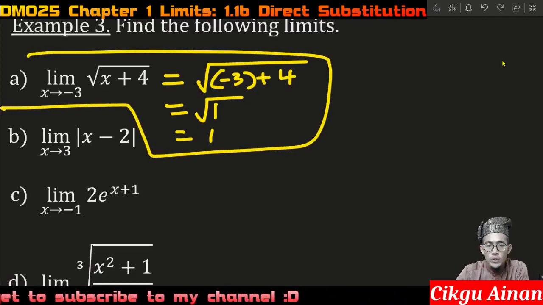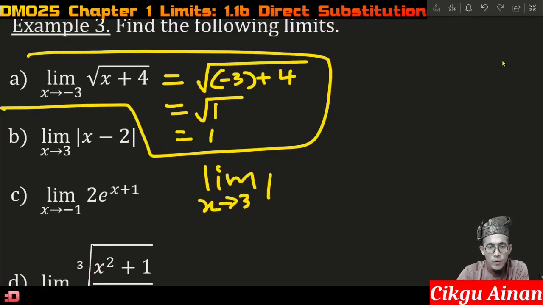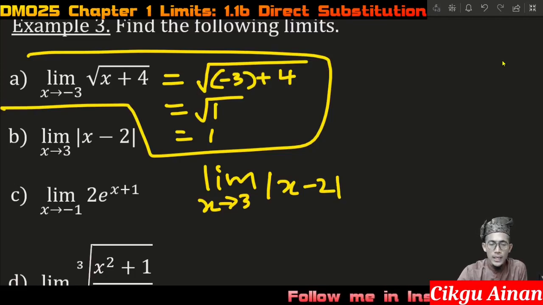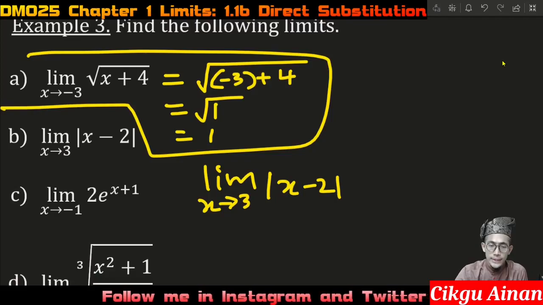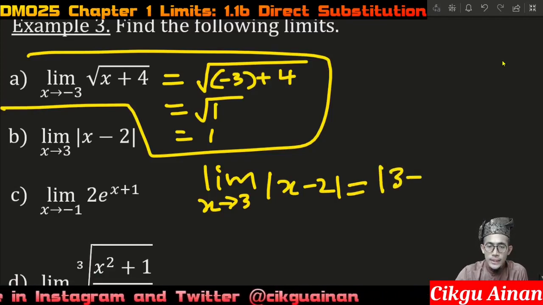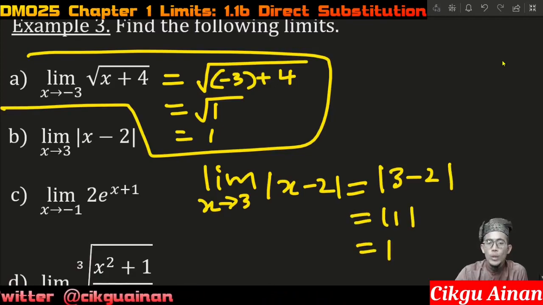Now, B. I do it over here. The limit as x approaches 3 of the modulus of x minus 2. For this one, you don't need to break them up. It's really a modulus, but no need to define the modulus. Just directly substitute. So modulus of 3 minus 2, so it's modulus of 1. Modulus of 1 is 1.